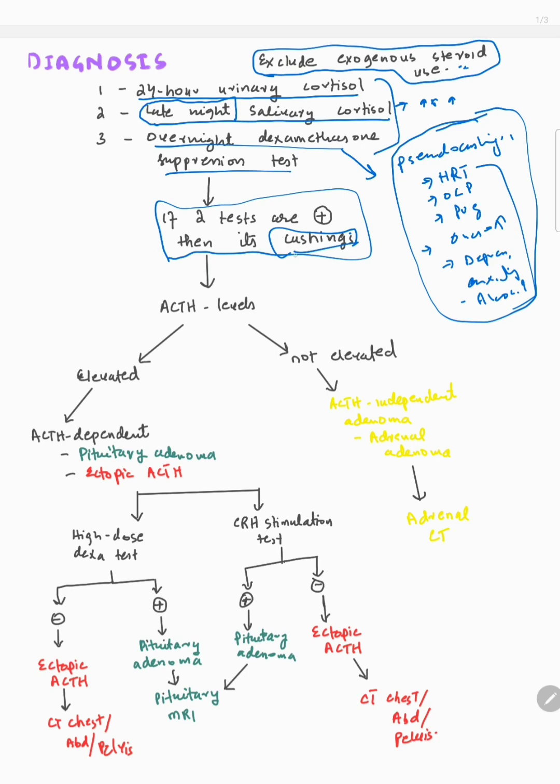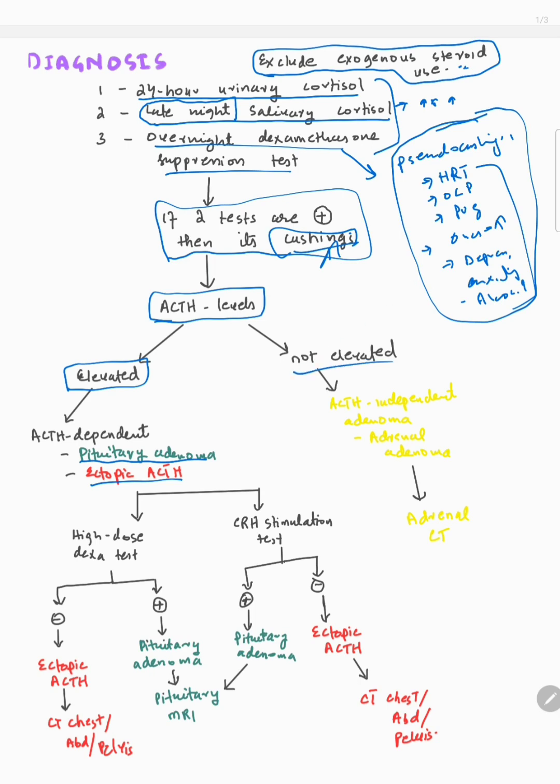Now, if two of these tests are positive, then we talked about that it is Cushing's. So now it's confirmed Cushing's. The first step we should do is ACTH levels to know if it is ACTH dependent or ACTH independent Cushing's syndrome. If ACTH is elevated, we talked about two causes of ACTH dependent. The first one is adenoma, which is called Cushing's disease, and the other is ectopic ACTH, which is mostly because of cancer.